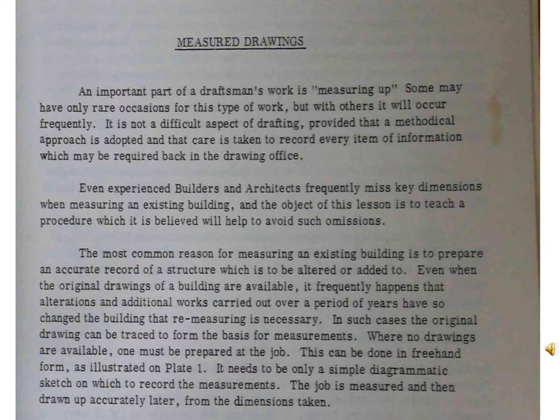The most common reason for measuring an existing building is to prepare an accurate record of the structure which is to be altered or attached to. So this means that before you want to order or do the addition, you have to measure the existing building. Even when the original drawings are available, it frequently happens that alterations and additional work carried out over the years have so changed the building that remeasuring is necessary.